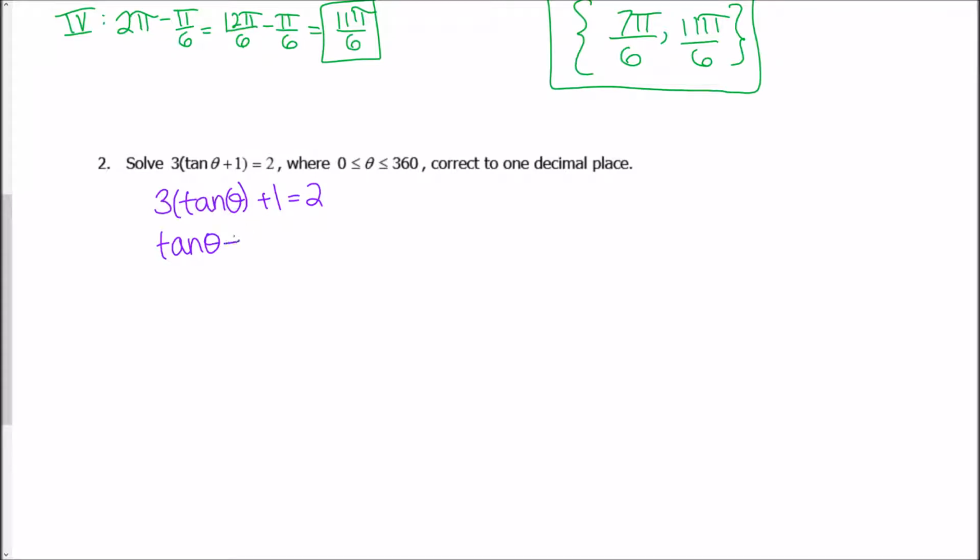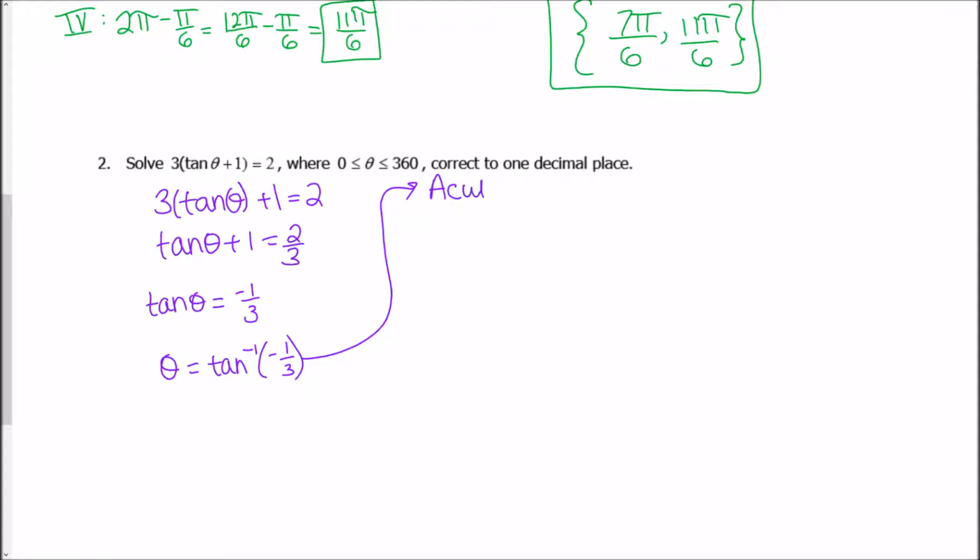So I get tan of theta plus 1 is equal to 2/3. Okay, then I'm going to subtract the 1, and when I subtract the 1, 2/3 minus 1 is negative 1/3. So that means that theta is going to be equal to the inverse tangent of negative 1/3. But just like we did before, I'm going to try to find the acute related angle.